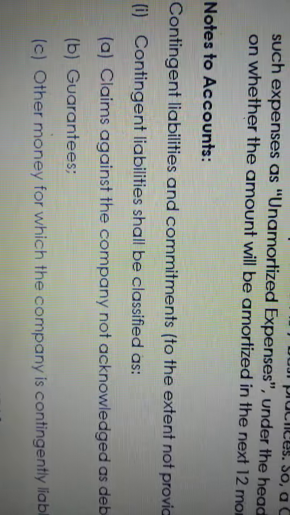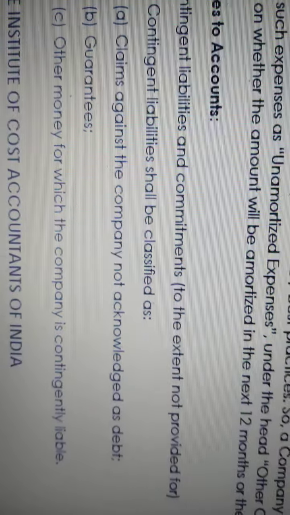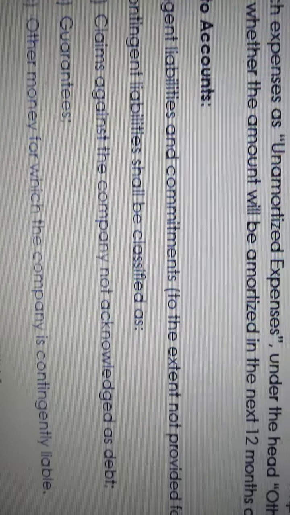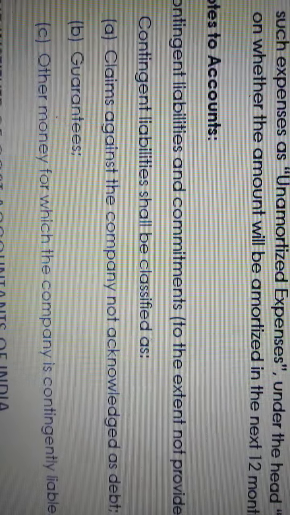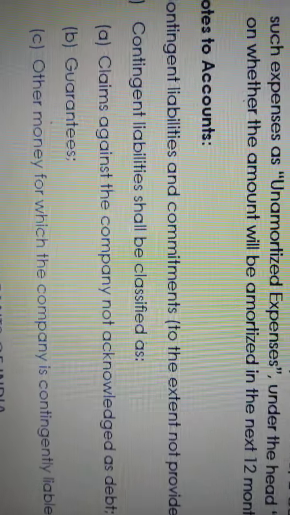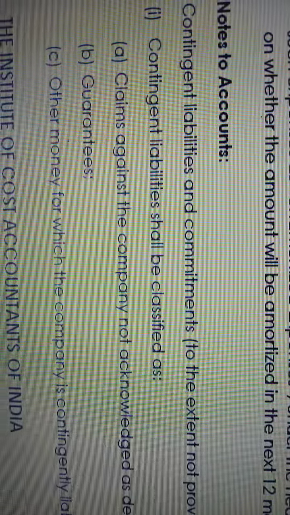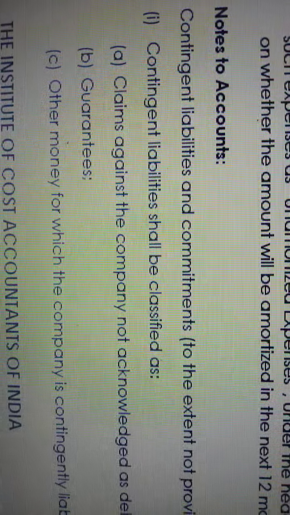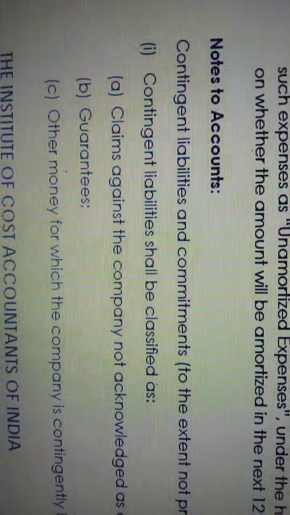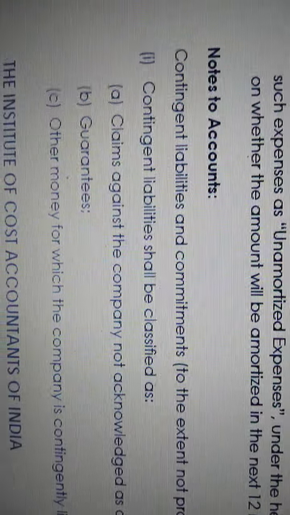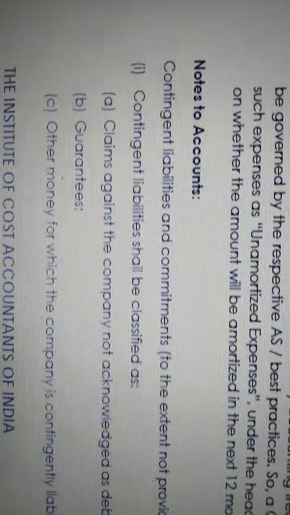See here. Contingent liability shall be classified as claims against the company not acknowledged as debt. Somebody has made claims against the company, but the company is saying we will not pay this amount. Okay, that is not acknowledged as debt. Guarantees: the company has given a guarantee to somebody, but the company may pay or may not pay. It depends on the opponent, the person who got the money actually. The company will pay only if the person fails to pay. Otherwise, the company need not pay anything. That is contingent liability. Okay.